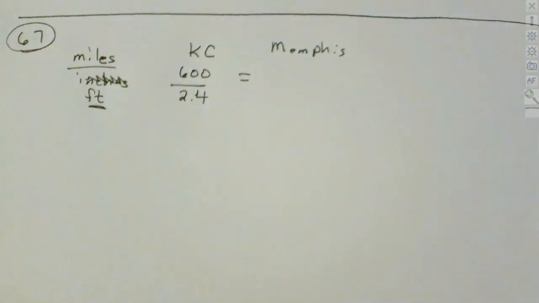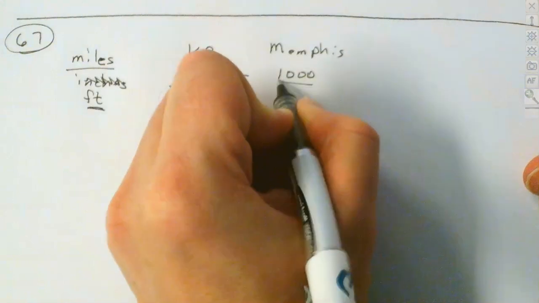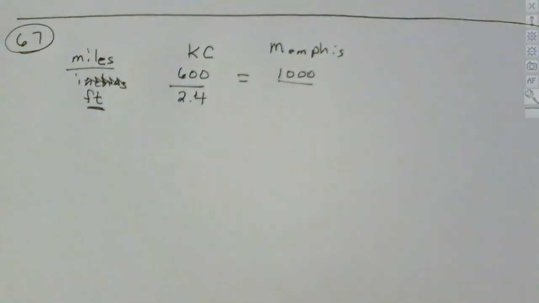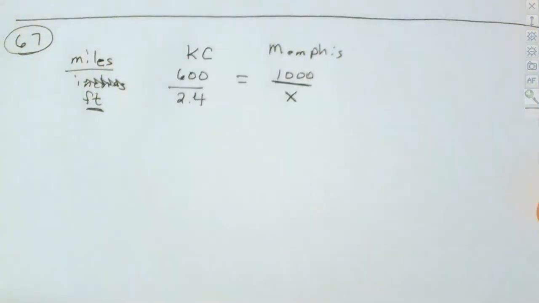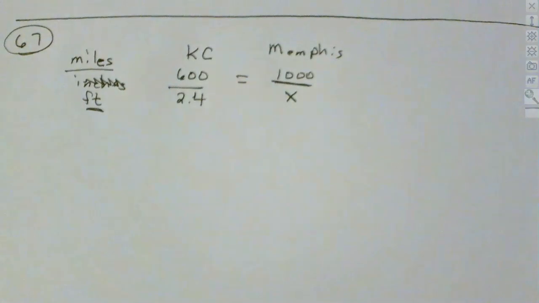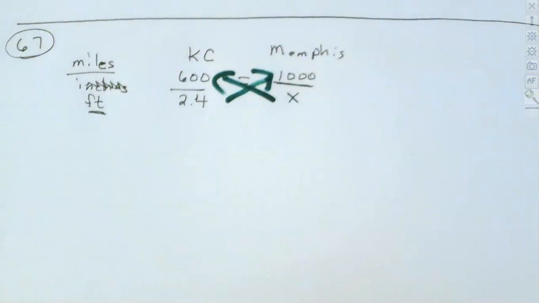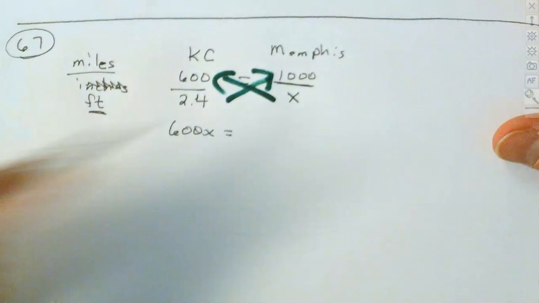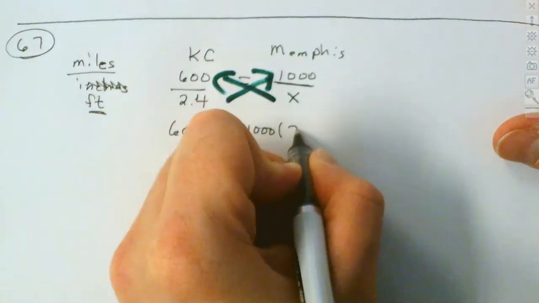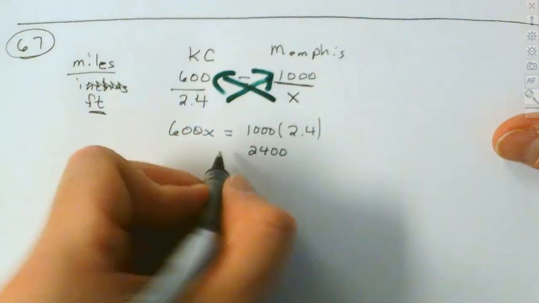Then we look at Memphis to Philadelphia. Now, Memphis to Philadelphia is 1,000 miles, and what we need to find is how far they are on the map. So that's going to be your unknown, and that's going to be the variable x. Is everyone okay with how I set it up? Now we just cross multiply. Okay, and we'll do that. So that's going to give me 600x equals 1,000 times 2.4. So that's going to be 2,400 there.